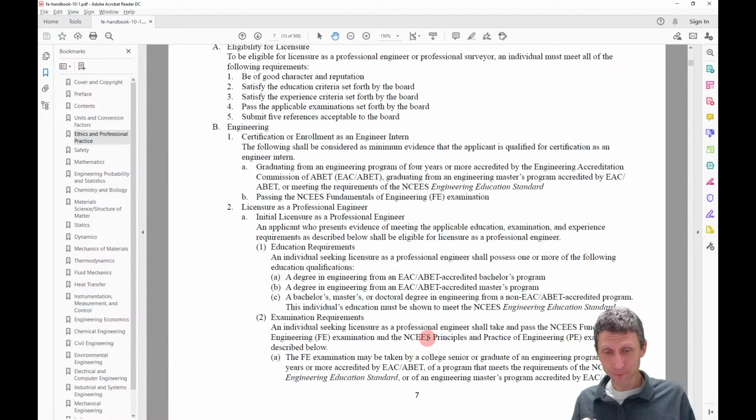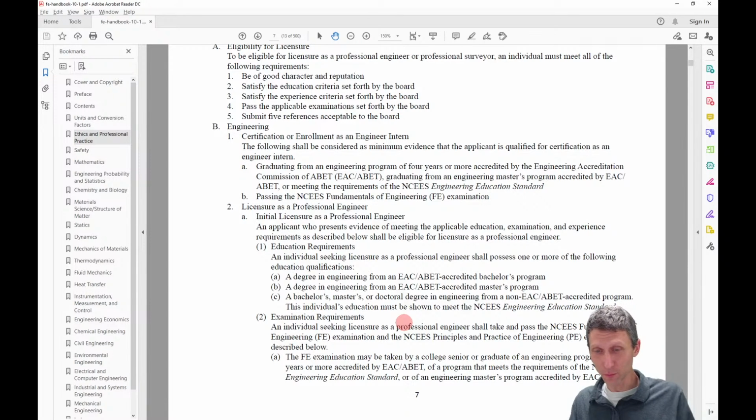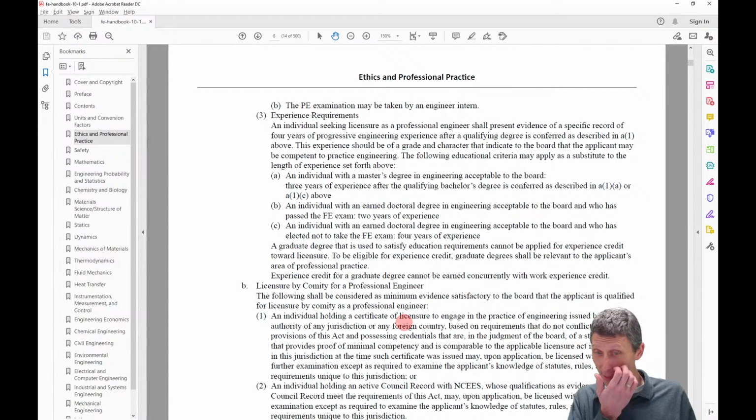Are there time frames here? I thought there were time frames. And here's PE experience requirements. So master's degree is 3 years. Earned doctoral degree is 2 years. A bachelor's degree, where does it say it should be? It should be 4 years. So where do you see associate's degree? You don't see the associate's degree.